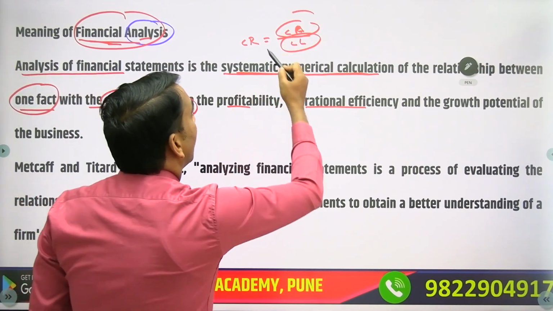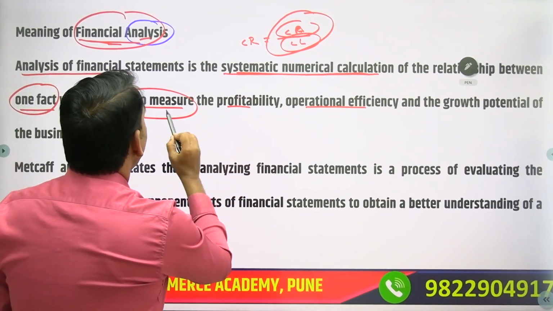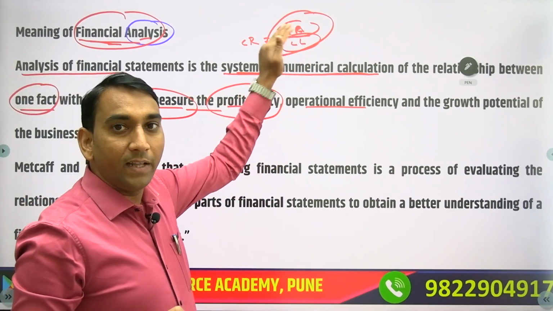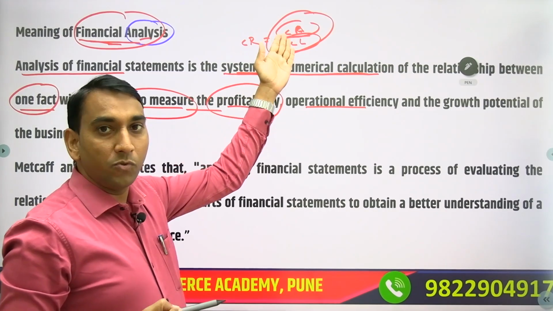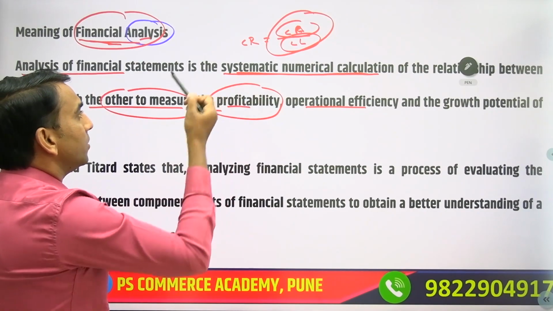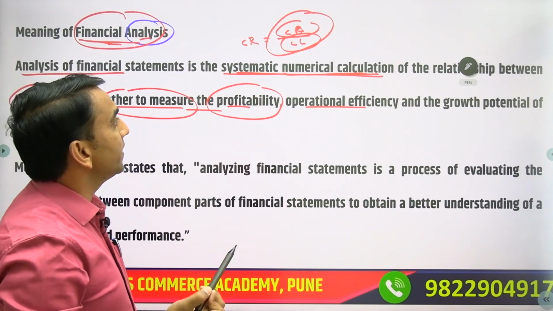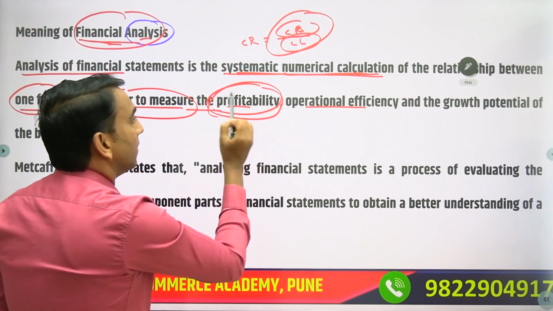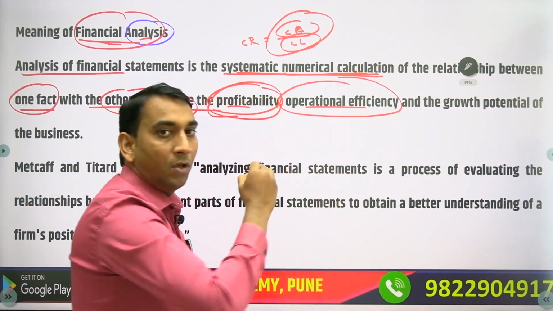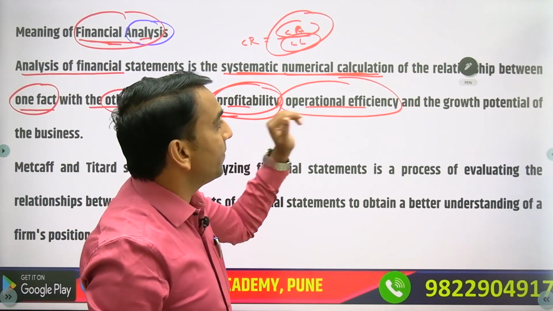So ये क्यों करना है? Why are we going to calculate the current ratio? What is the purpose? To measure the profitability, to check the profitability. Actually, don't take the literal meaning of this because this is a short-term solvency. We can check the short-term solvency with the help of the current ratio. Why are we doing the systematic numerical calculation? What is the purpose? To check the profitability. Profitability check करना है. Then operational efficiency. Whatever workers we have, whether they are doing well or not, to check that we are doing the operational efficiency.